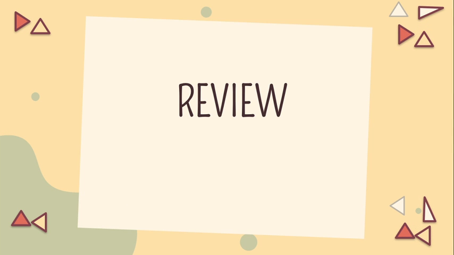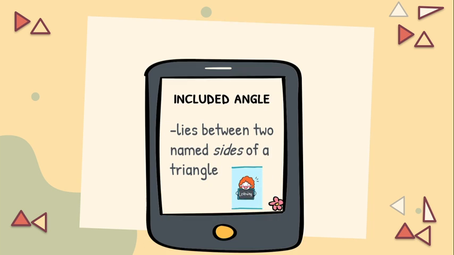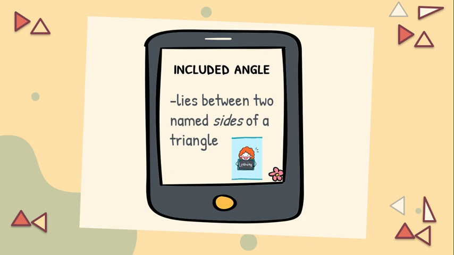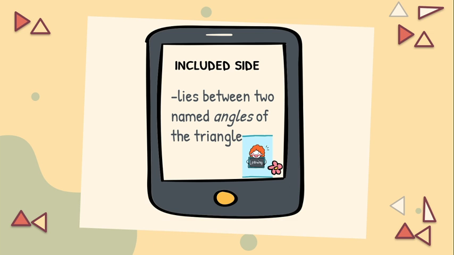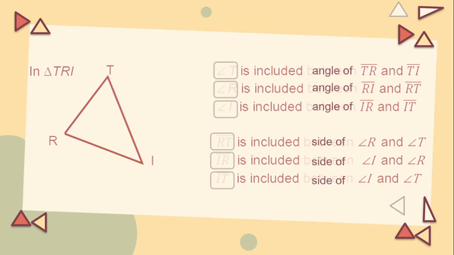But before that, let's have a review of what we have discussed last time. Last time we discussed included angle, which means it lies between two named sides of a triangle. We also discussed the included side, which lies between two named angles of the triangle. Okay, let's have a recap.